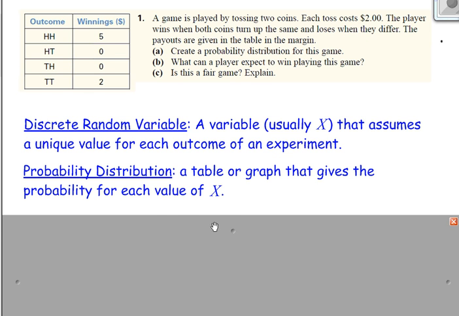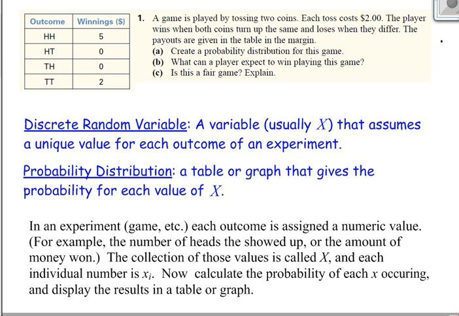So again, what you need to do is this. In an experiment, each outcome is assigned a numeric value. For example, the number of heads that show up, or the amount of money won. The collection of those values is called capital X, and each individual number is called xi, meaning x1 or x2 or x3 and so on. Now you can calculate the probability that each of these x's occurs, and you display the results in a table or a graph, usually a table.